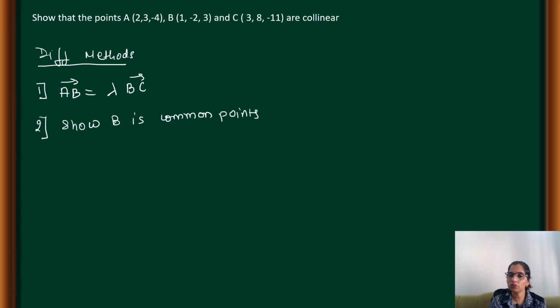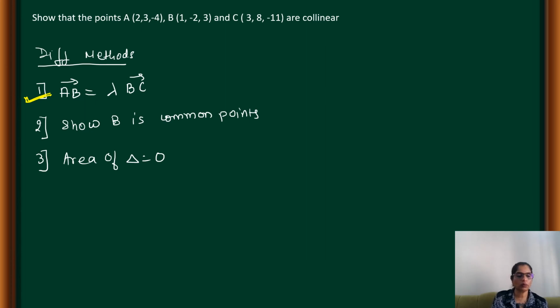That we even did in slopes. Remember in grade 11 we used to show that the slopes of both the lines are the same and B is a common point. I don't know how many of you remember straight lines. We had done this. Or we can show that the area of the triangle is 0. Any of these three is okay, but because we are doing three-dimensional geometry and we have just learned about vectors, we are going to use this method.